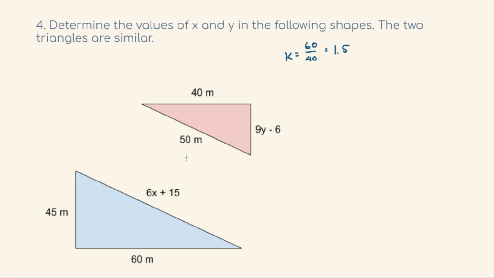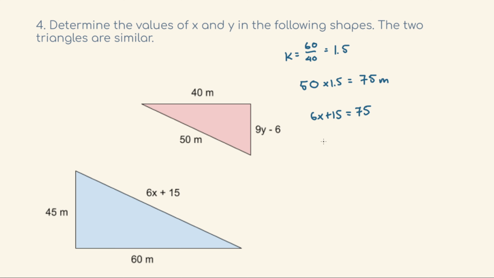If I know that my original diagonal length here, that hypotenuse, was 50 meters, then in my new shape it's going to be 1.5 times larger. So 50 times 1.5, that's going to be 75 meters. But I also know that that 75 meters has to be equal to that 6x plus 15. That's what the second triangle is telling me. So 6x plus 15 is equal to 75.